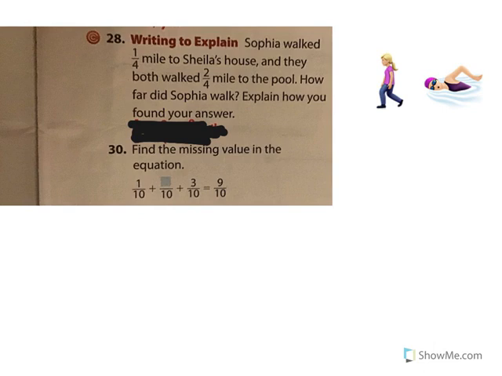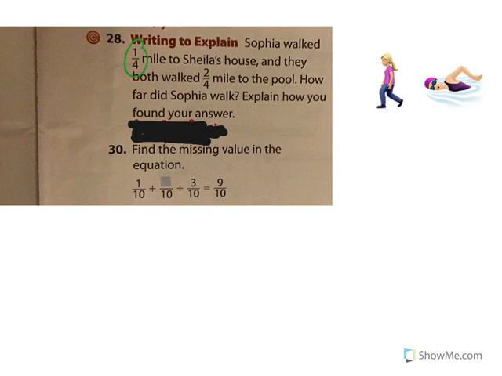I'm going to use the cubes method for this problem because we should always use it on word problems to make sure we're doing it correctly. Sophia walked 1/4 mile to Sheila's house, and then they both walked together 2/4 miles to the pool. How far did Sophia walk? Explain how you found your answer.